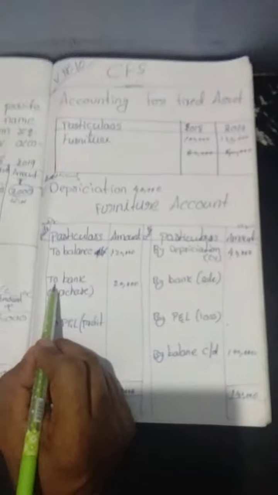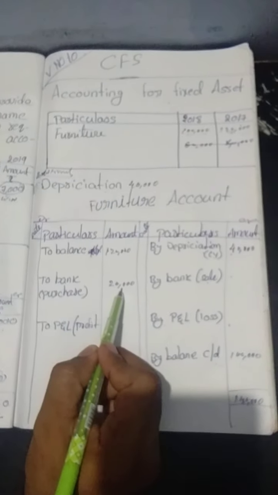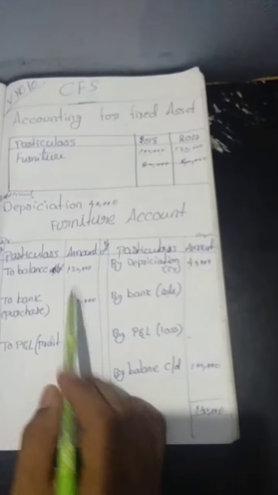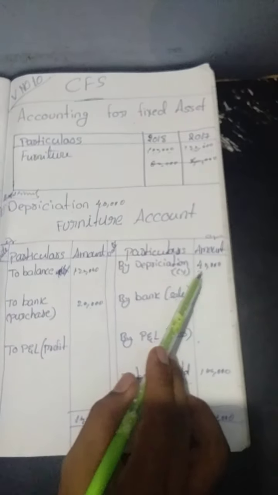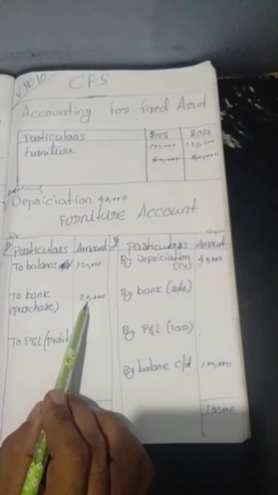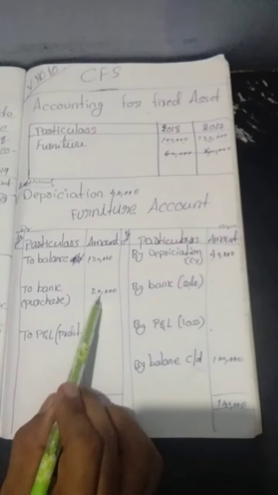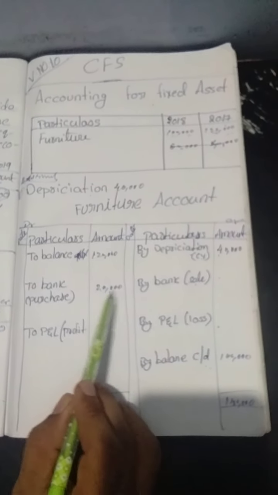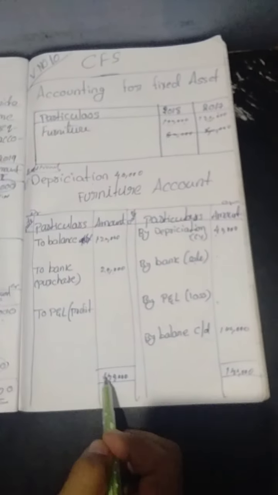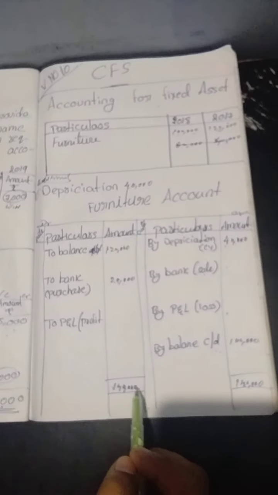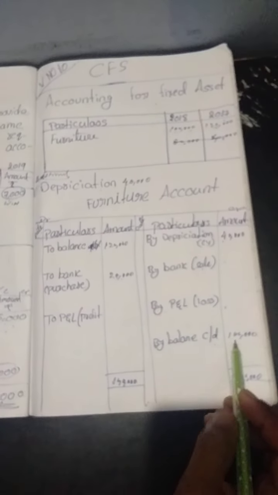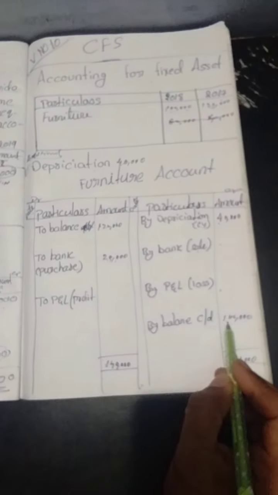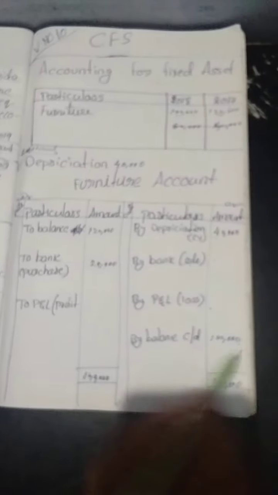So here the difference of 20,000 we will write. You can see that this is to bank, that means purchase. This is not the sales. Even though the amount here is less, after reducing the depreciation, you can see that this is 20,000. We have to mention it as purchase by bank. That means we purchased an asset for 20,000. So we will get 1,40,000 here also. But at the end of the year it is showing a balance of 1 lakh only.